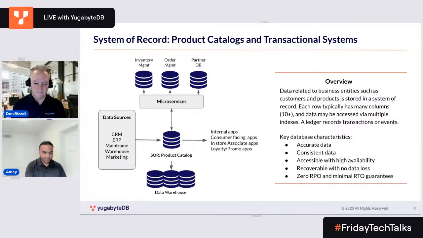So this is how it looks. The product catalog here is a system of record in a way that if something changes, all the downstream applications get affected. And they can be, as I mentioned, consumer facing, internal facing, your associate groups, like the workers in your factories and retail stores, who can consume this kind of information.